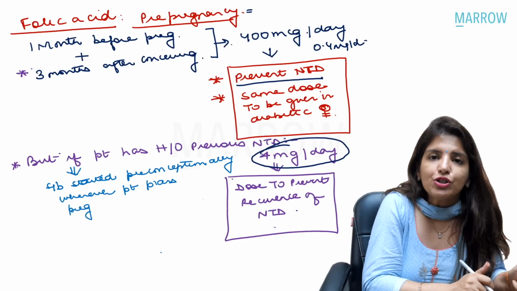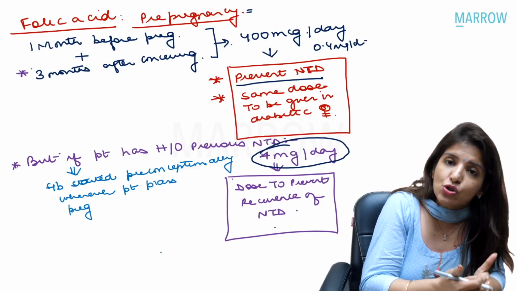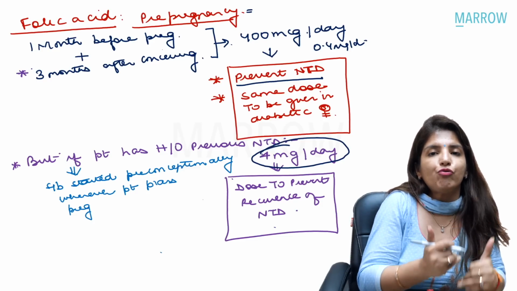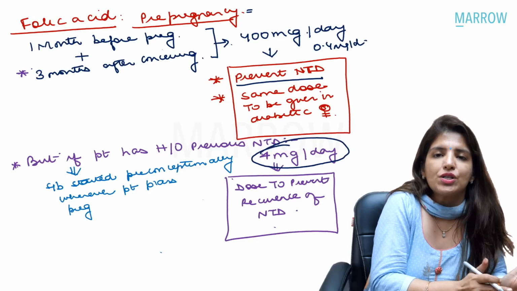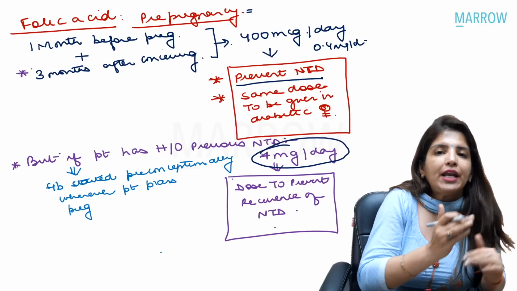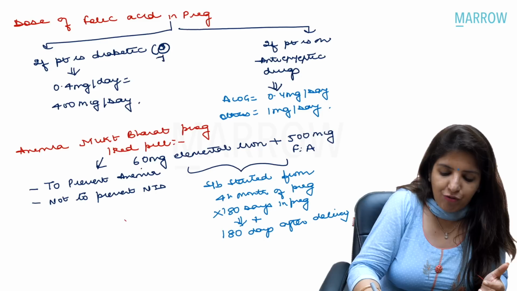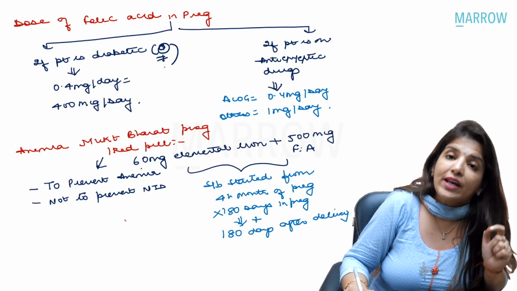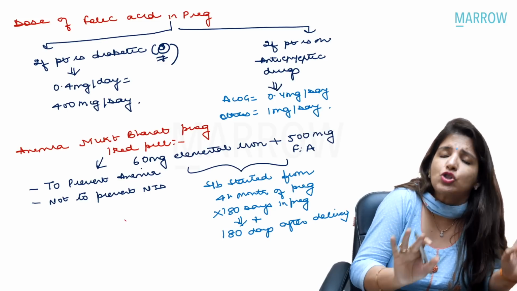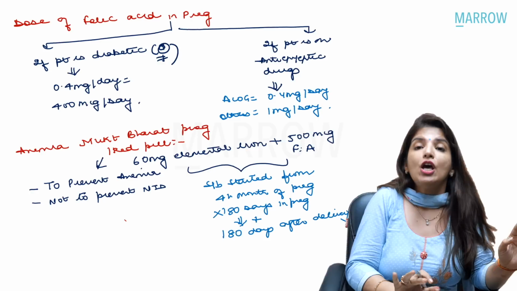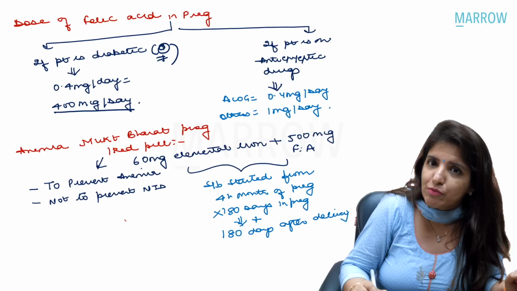So to prevent neural tube defect, the dose is 0.4 mg. But to prevent recurrence of neural tube defect, that means in a pregnant female who already has history of neural tube defect baby, then the dose is 4 milligrams per day. Now the confusion comes when they are talking about a pregnant diabetic female, what is the dose of folic acid in them? So in a pregnant diabetic female, we are not talking about history of neural tube defects. We are just talking about a pregnant diabetic female. So in pregnant diabetic female, the dose of folic acid is 400 micrograms per day.